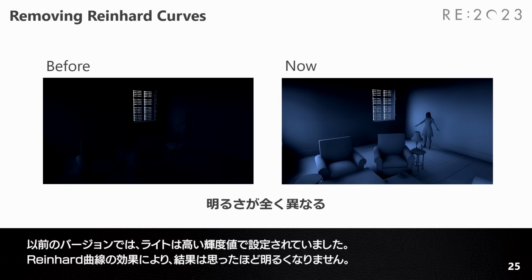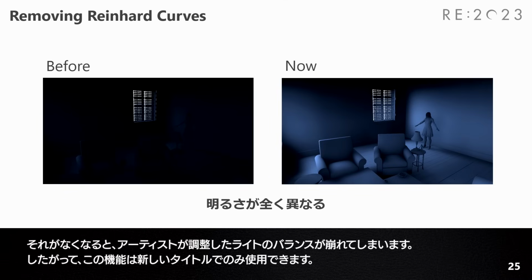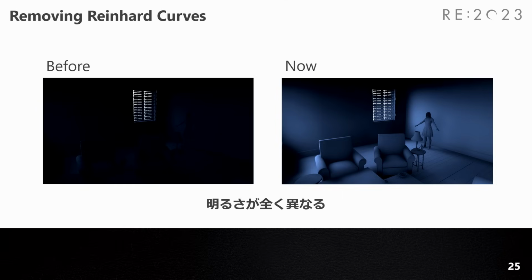In the previous version, the light was set by a high intensity value. Due to the effect of the Reinhard curve, the result will not be as bright as you thought. With that removed, the light balance, which was adjusted by the artists, is broken. So, this feature can only be used for new titles.